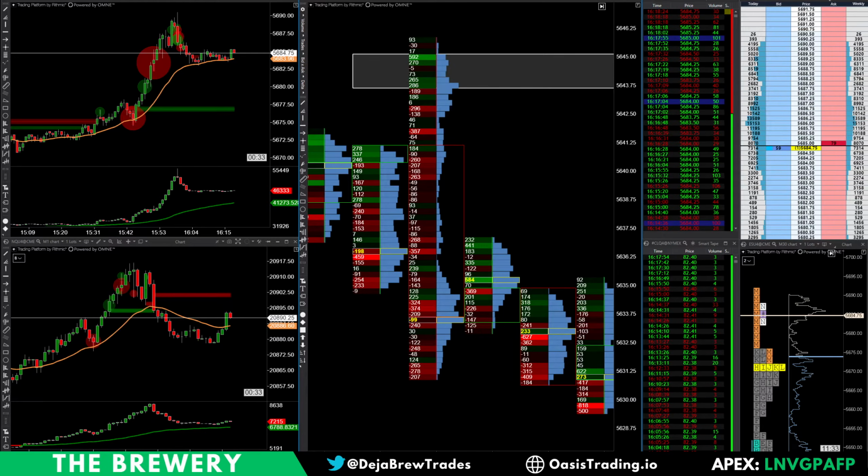If you guys would like to copy my chart as close as you can, I will show you how I have this chart laid out. Then we're going to move into some actual trading techniques.